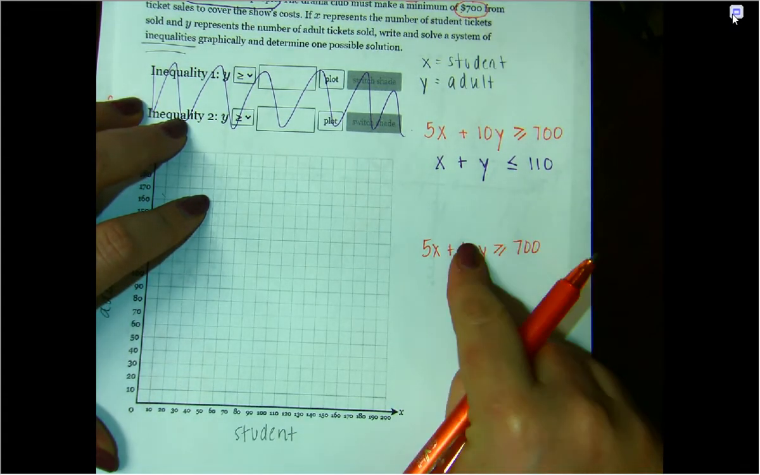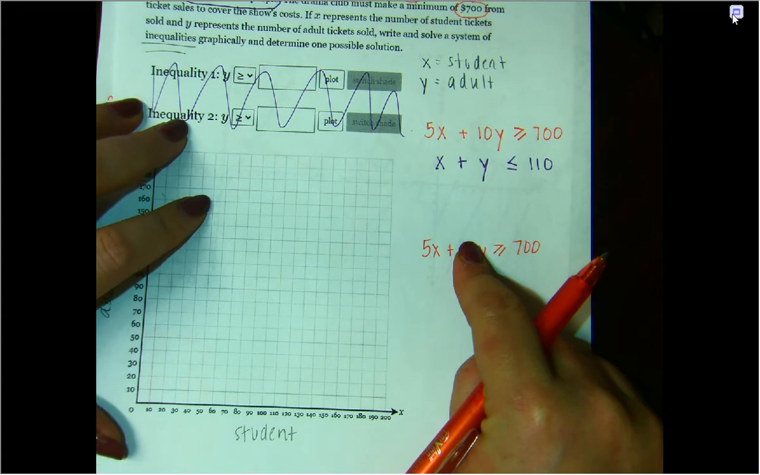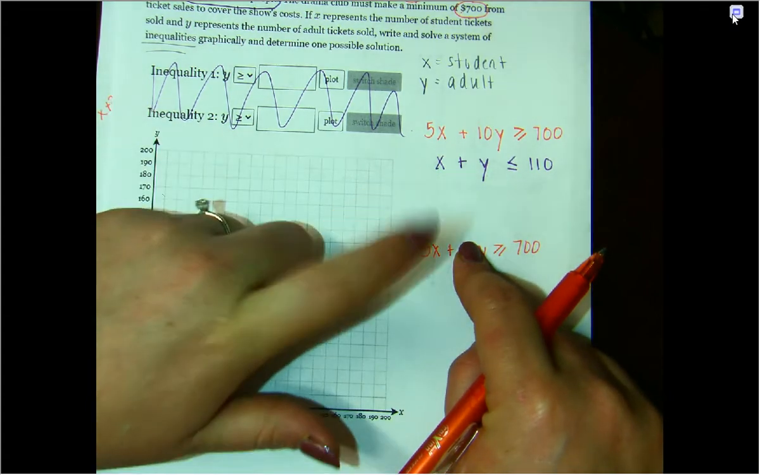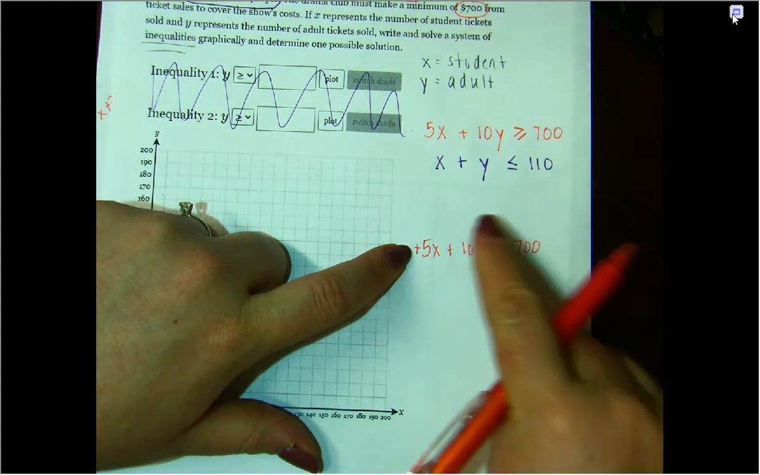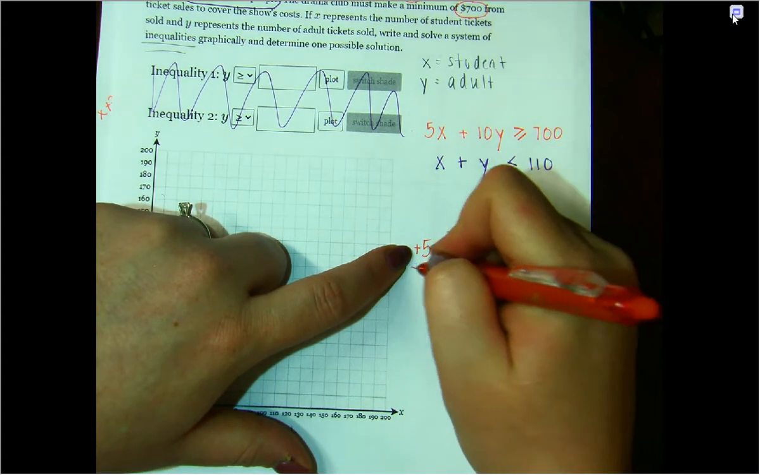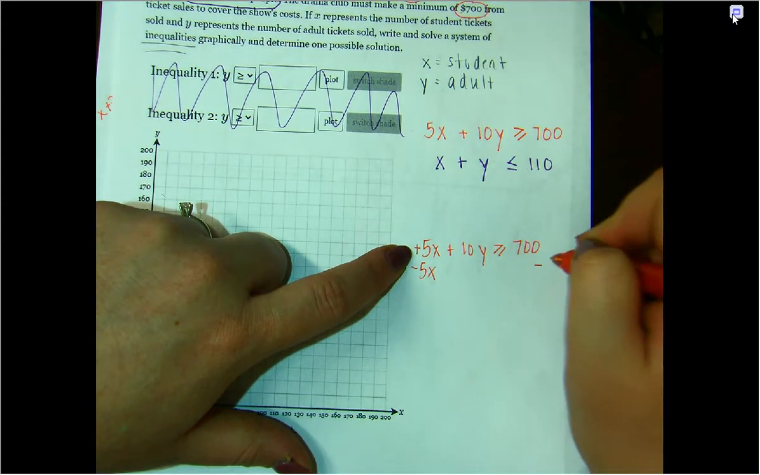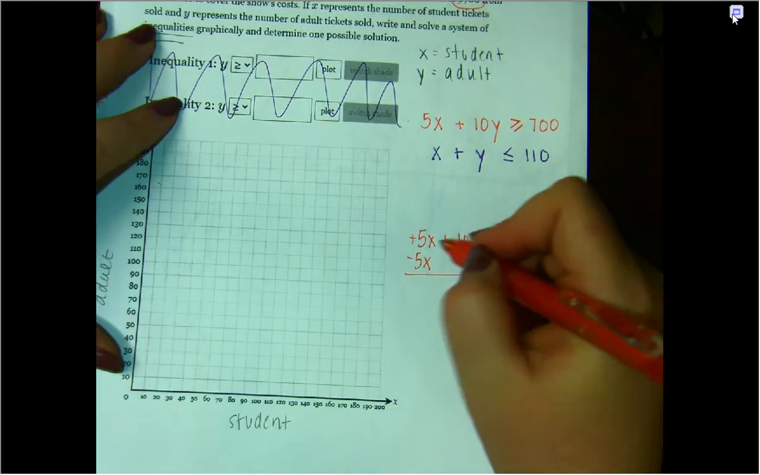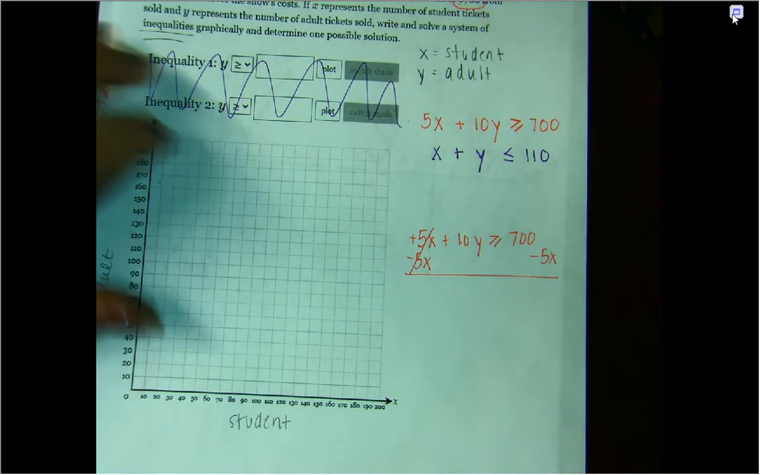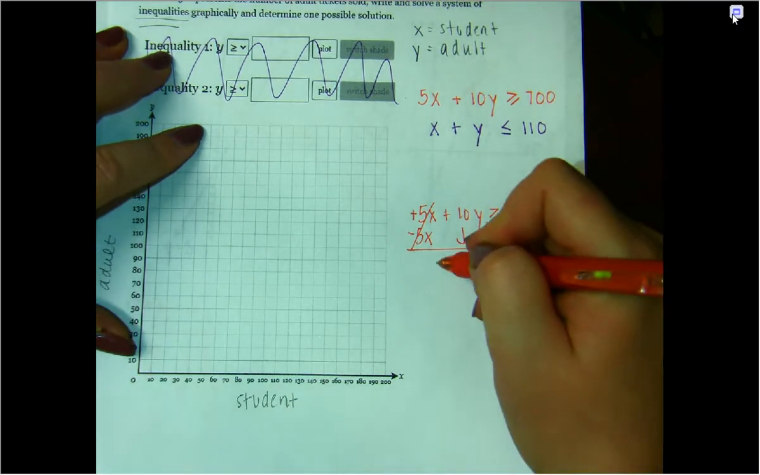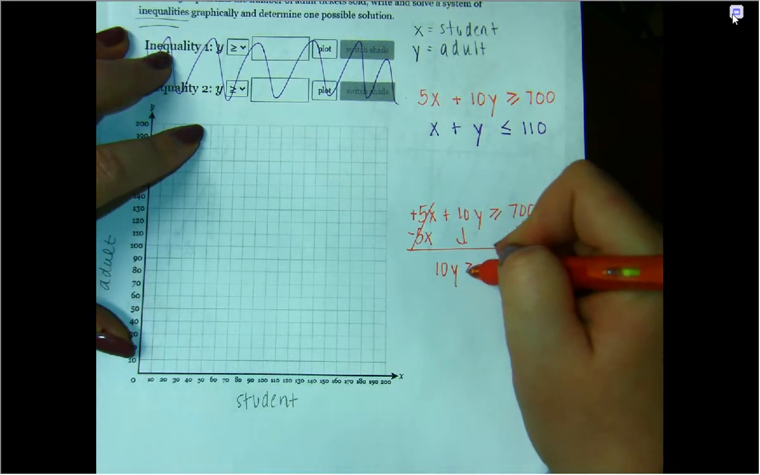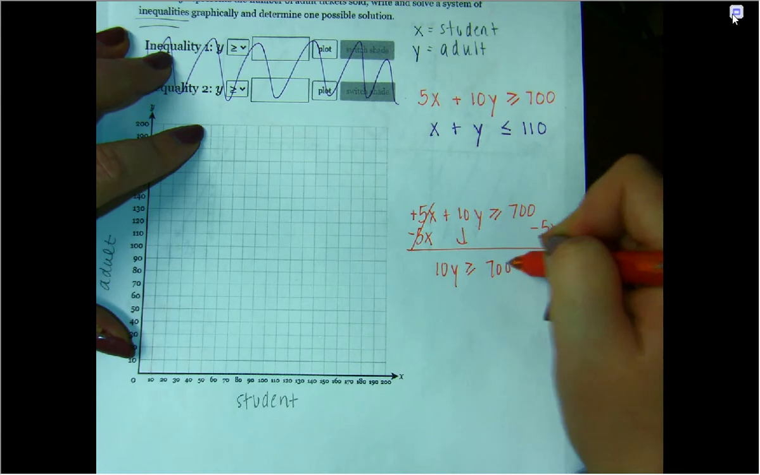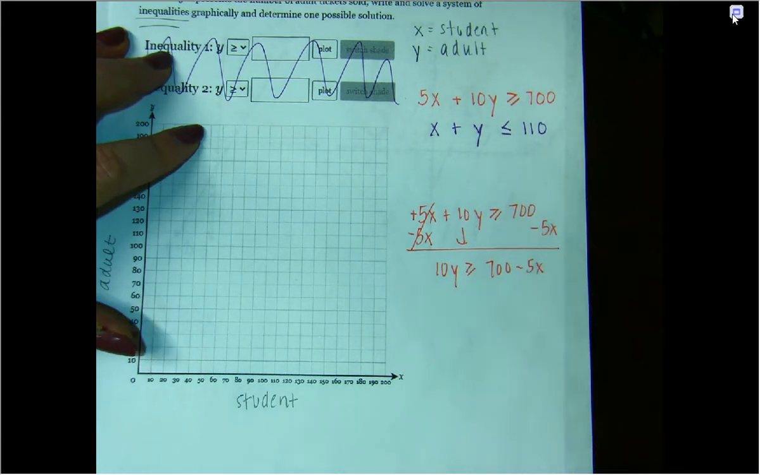Cover y, because I'm trying to solve for it, so it's the last thing I want to touch. In front of the 5x, I don't see a sign, so that means it's a positive 5x. And to move the positive 5x to the opposite side, I have to subtract. So I get 5x minus 5x, which leaves me 0. Down comes 10y, and 10y has to be greater than or equal to 700 minus 5x.